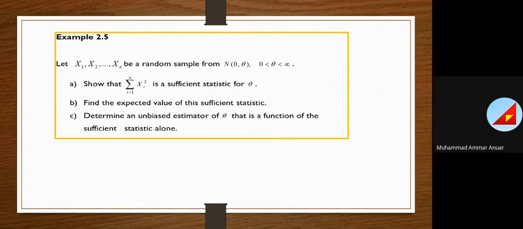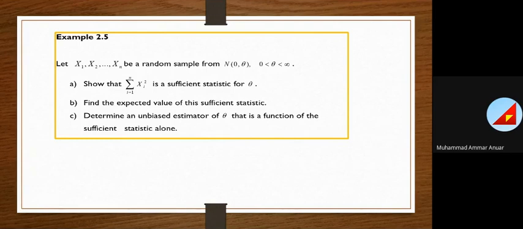So the first step, write down your likelihood function, your joint PDF, and then split it into two parts based on the factorization theorem. We find the sufficient statistic. Once you get the sufficient statistic, we want to find the expected value of this sufficient statistic, because we want to show whether the expected value of the sufficient statistic is equal to theta. If this expected value is equal to theta, then it is an unbiased estimator. So part C, determine an unbiased estimator of theta that is a function of the sufficient statistic.